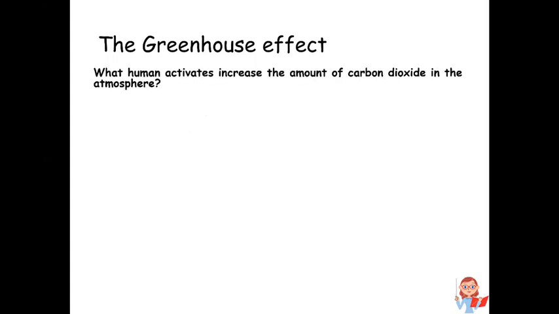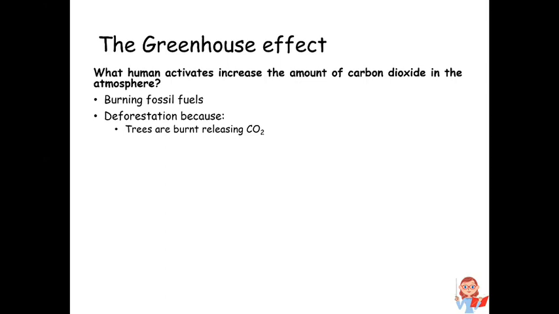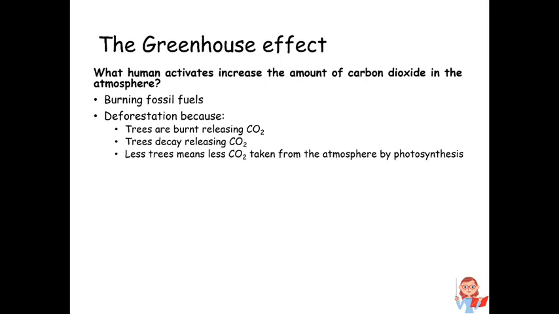So what human activities increase the amount of carbon dioxide in the atmosphere? Burning fossil fuels, deforestation, because trees are burnt, releasing carbon dioxide, trees decay, releasing carbon dioxide, and less trees means less carbon dioxide is taken from the atmosphere by photosynthesis. And one more human activity, cement production releases carbon dioxide.